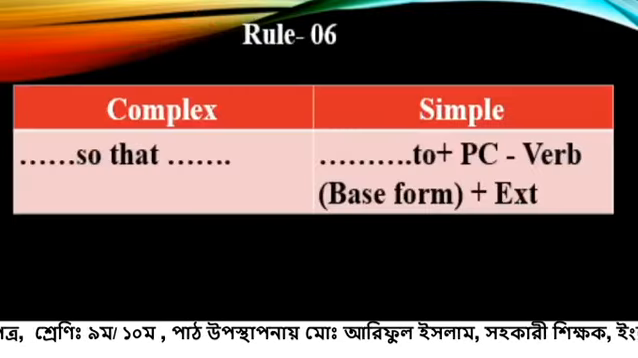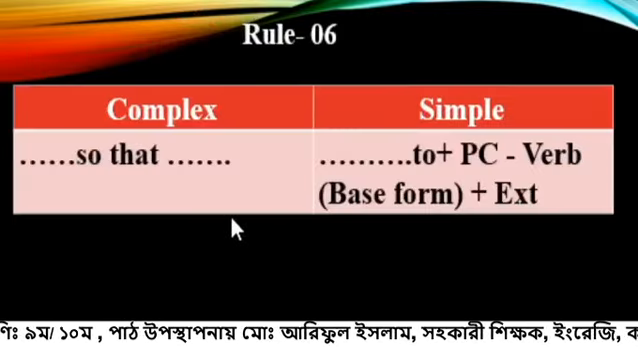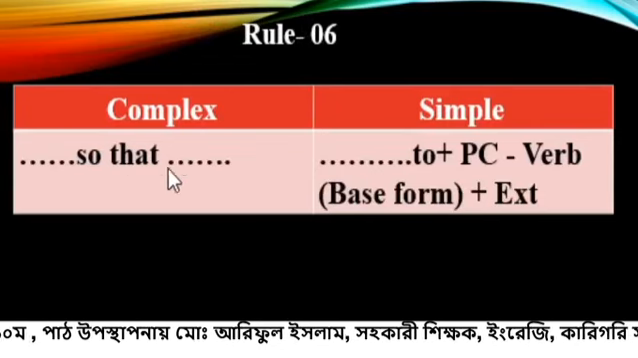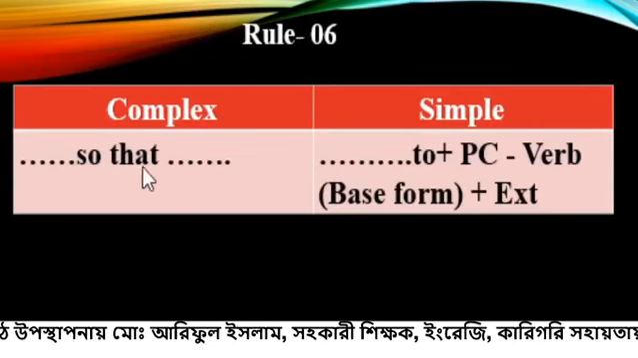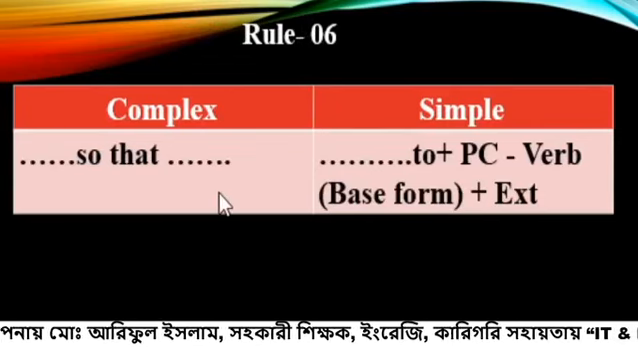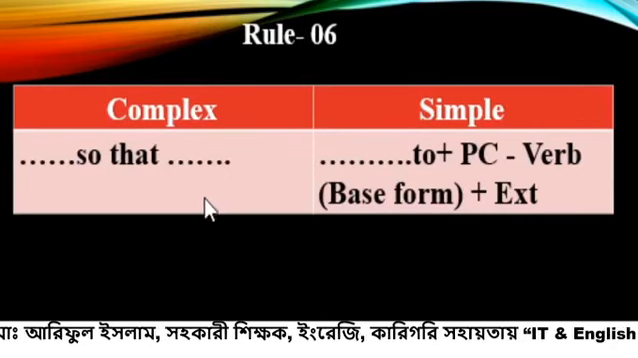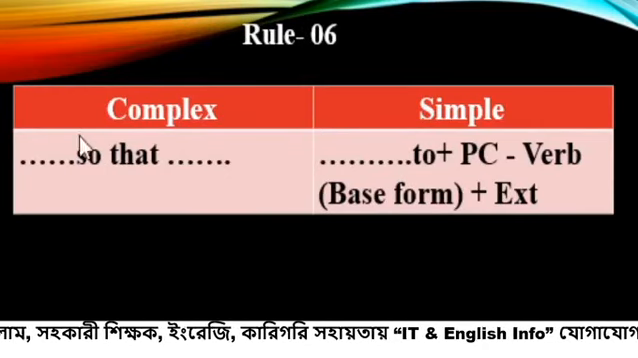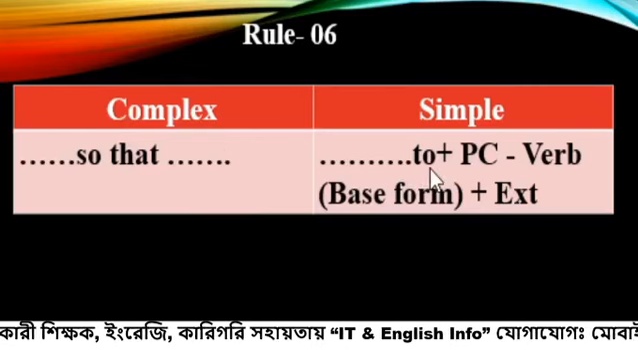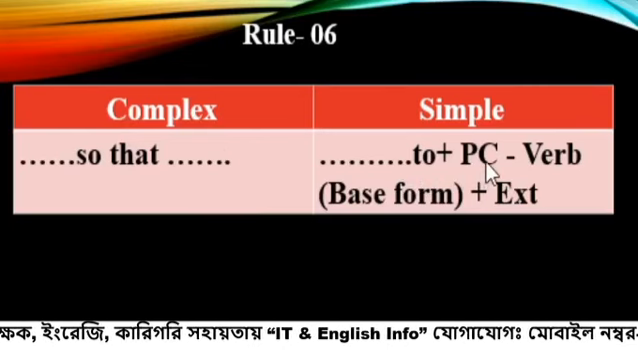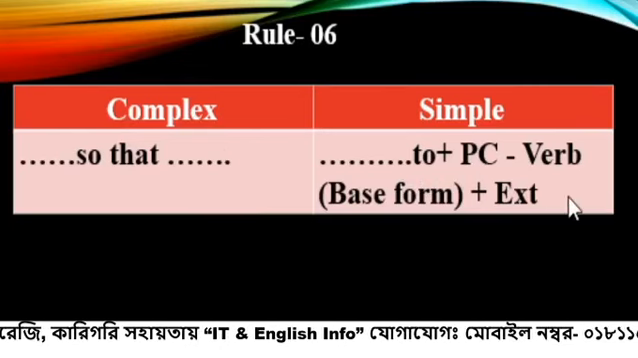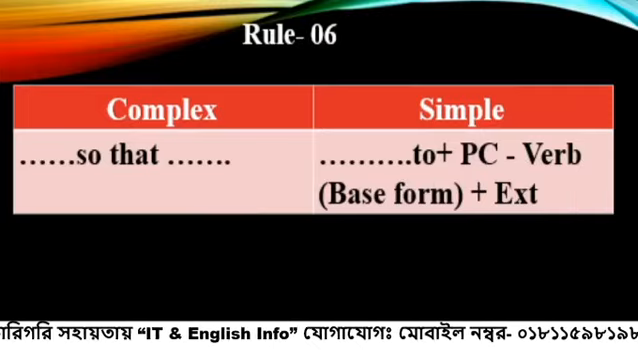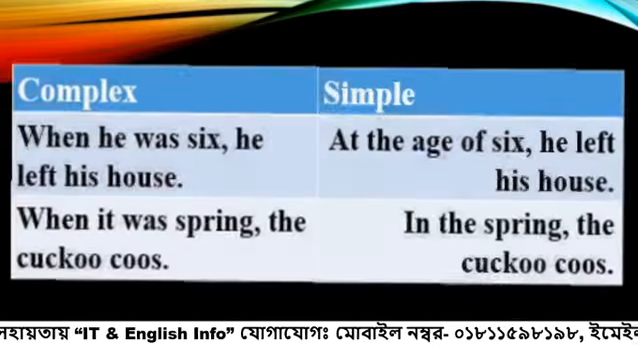What is the rule? If "so that" is used in a complex sentence, then in a simple sentence we have to use the first part of the sentence, then instead of "so that" we have to use "to" plus the principal clause plus the base form of the verb plus extension. I think you can understand. Let's go to the next example.